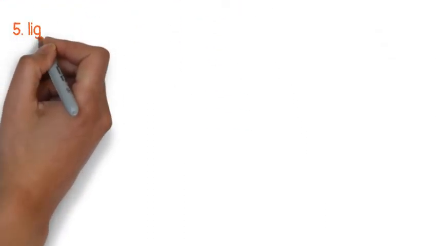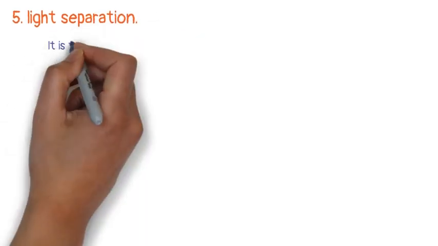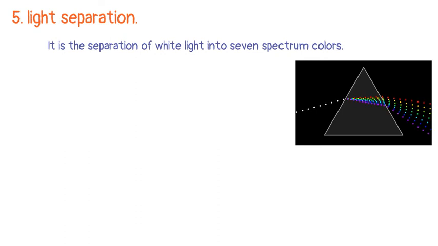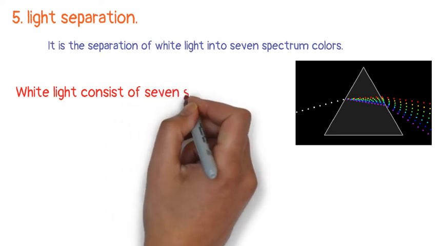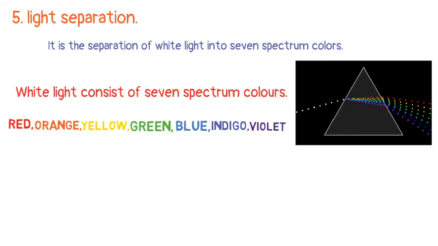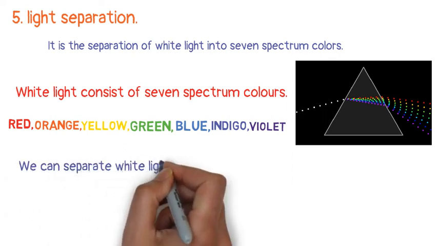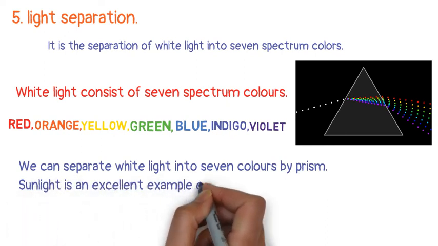And the fifth property here is light separation. Light separation means splitting or dividing the light. The white light is divided into 7 spectrum colors. These colors are red, orange, yellow, green, blue, indigo, violet, in order. And the white light can be separated by using a glass prism. The glass prism separates the white light into 7 spectrum colors.